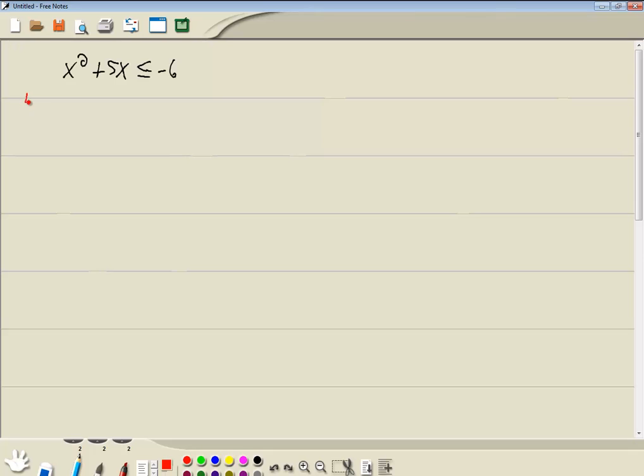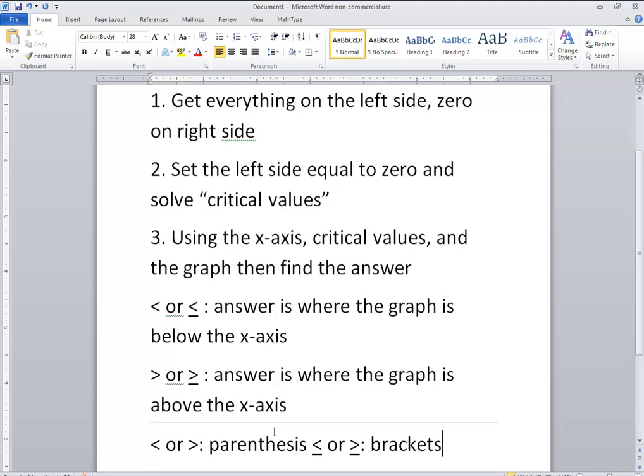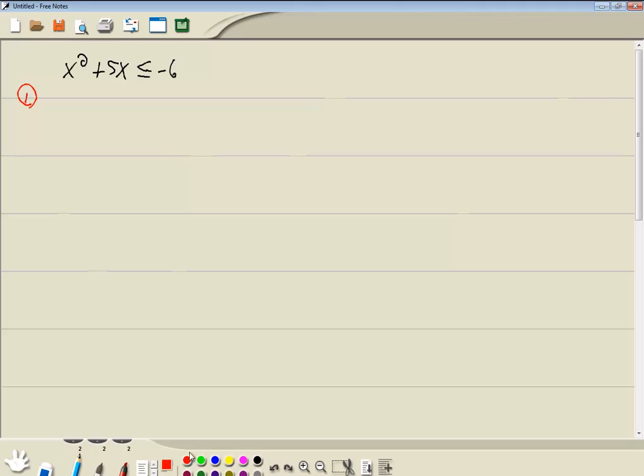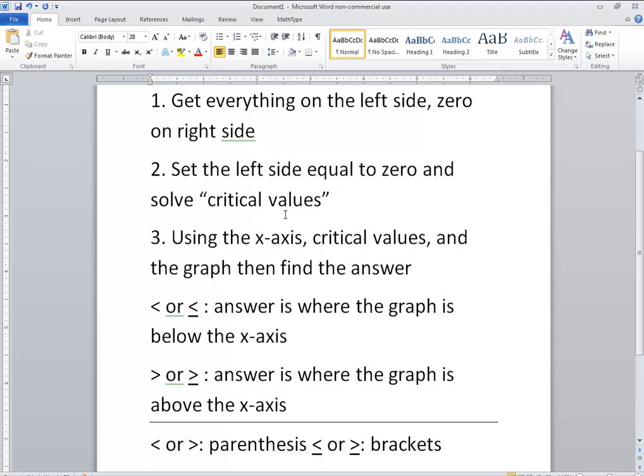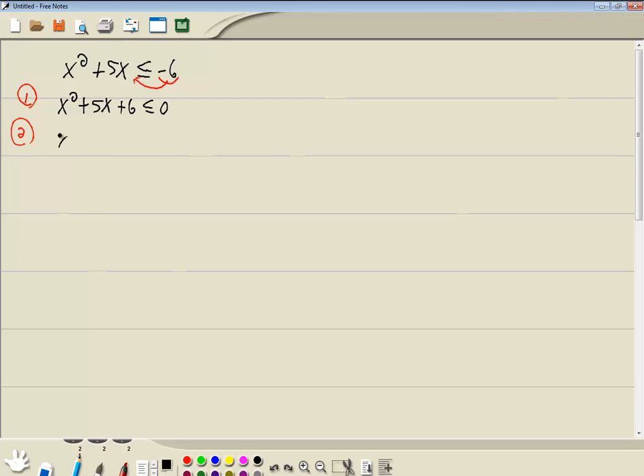Step 1. Get everything on the left side, 0 on the right side. So we're going to take negative 6 and move it over. When you move anything across your inequality symbol, the sign changes. So we got x squared plus 5x plus 6 is less than or equal to 0. Step 2. Set the left side equal to 0 and solve. So we got x squared plus 5x plus 6 equal to 0.